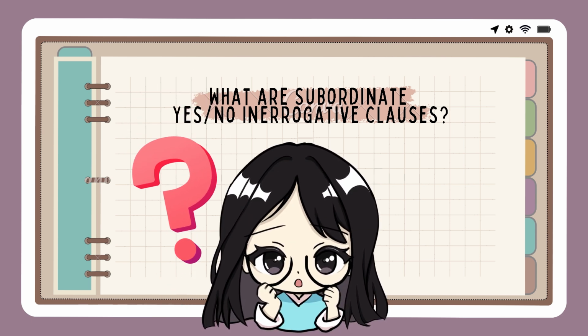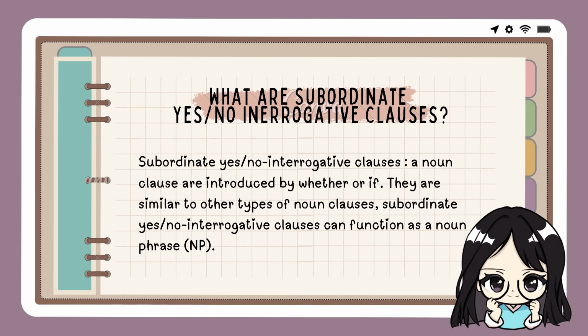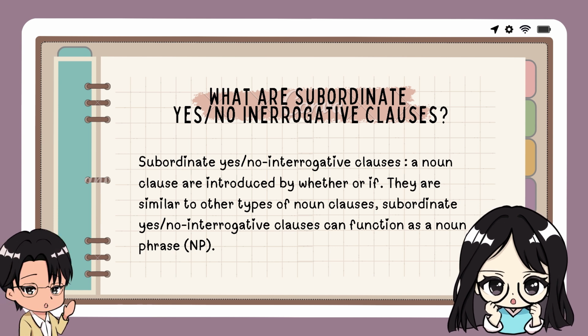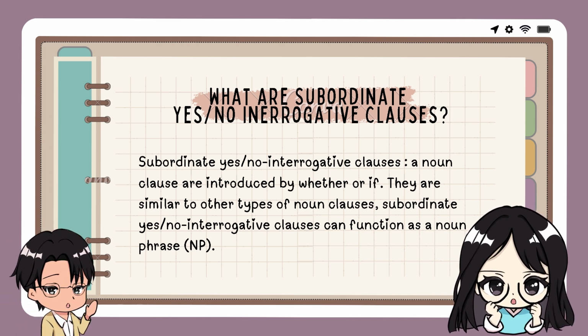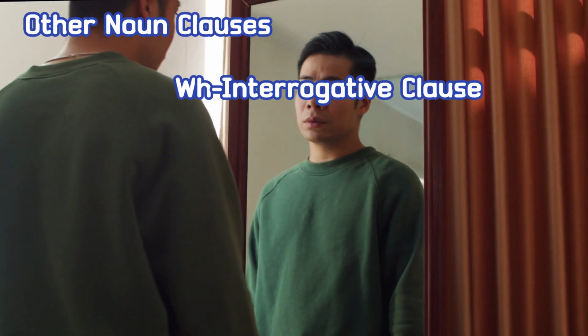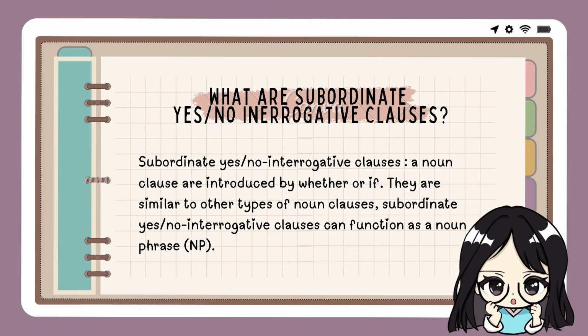What are subordinate yes/no interrogative clauses? Let me explain it to you guys. Subordinate yes/no interrogative clauses are the type of noun clause that is introduced by whether or if. They are similar to other types of noun clauses. Subordinate yes/no interrogative clauses can function as a noun phrase.